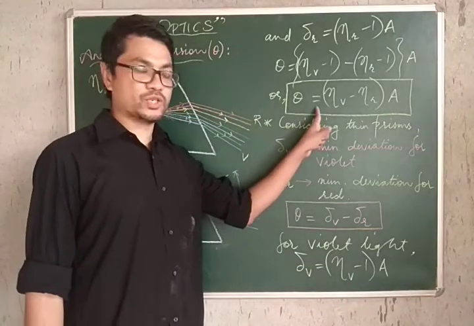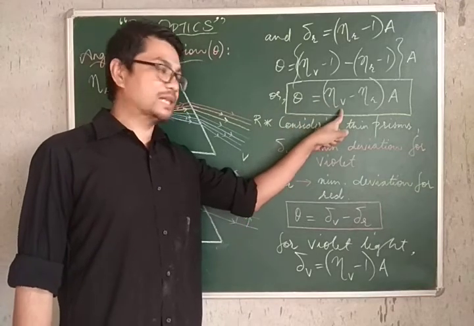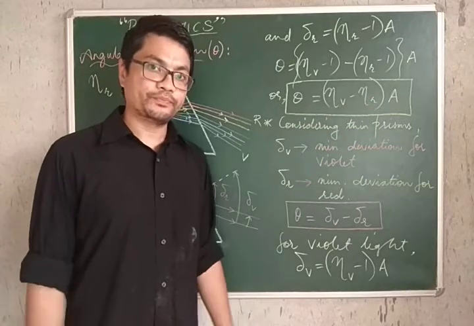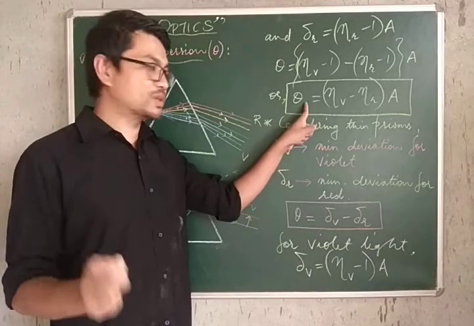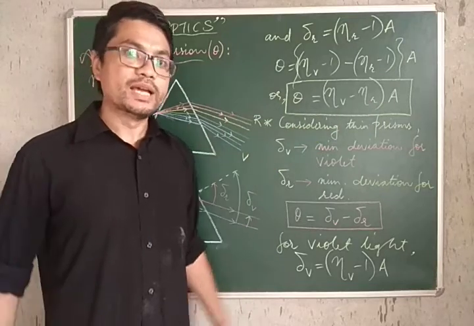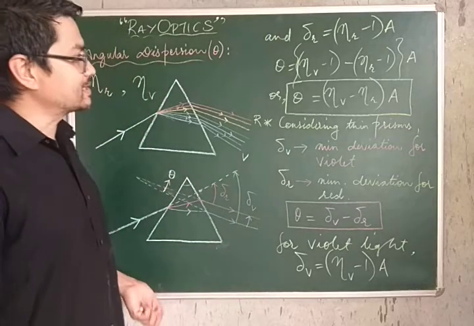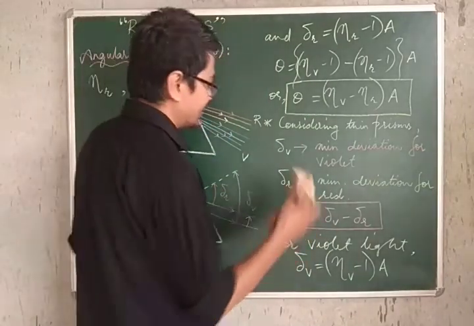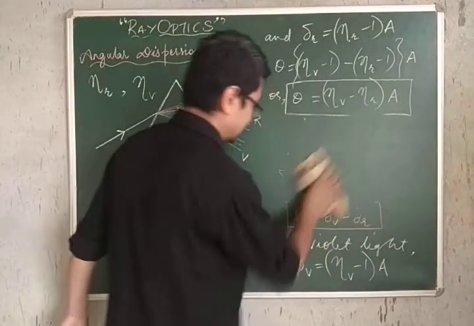This is the final expression for angular dispersion. The angular dispersion is equal to the refractive index for violet light minus the refractive index for red light, into the angle of the prism. So this equation depicts the angular dispersion between red and violet light. Remember that. So this is basically about angular dispersion. What we are going to look at next is something called dispersive power. For that, let me erase all these things that I've written here. You can pause the video.